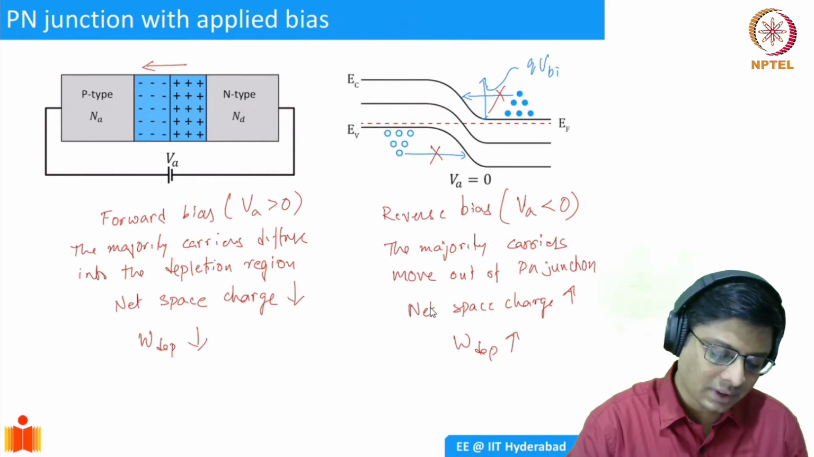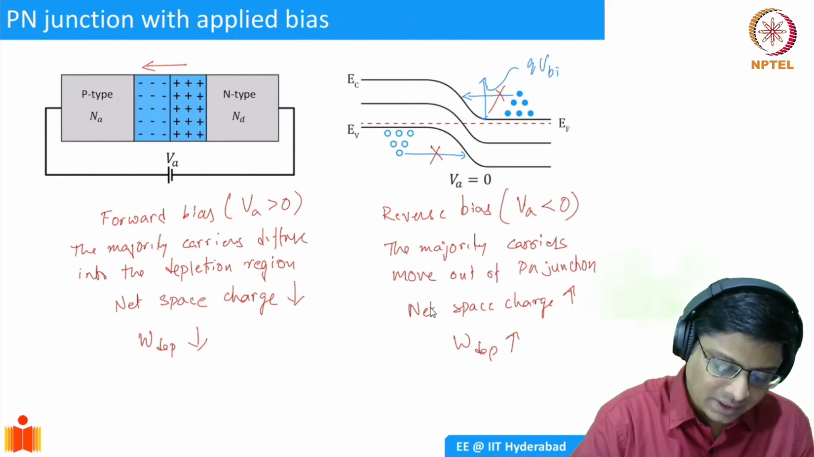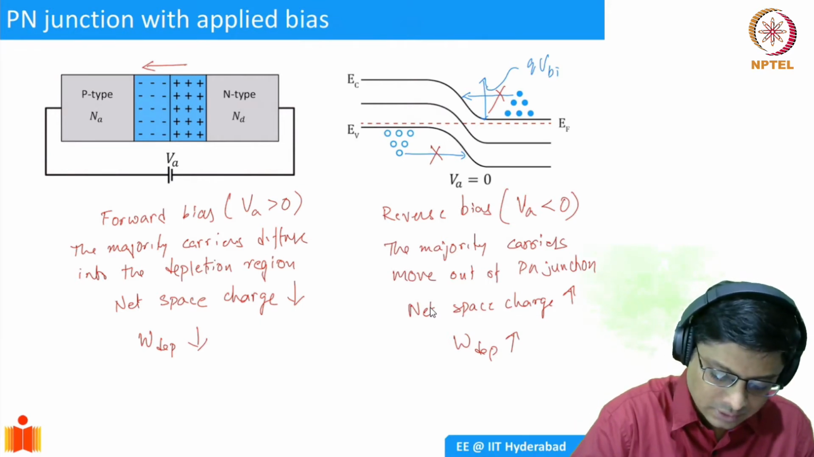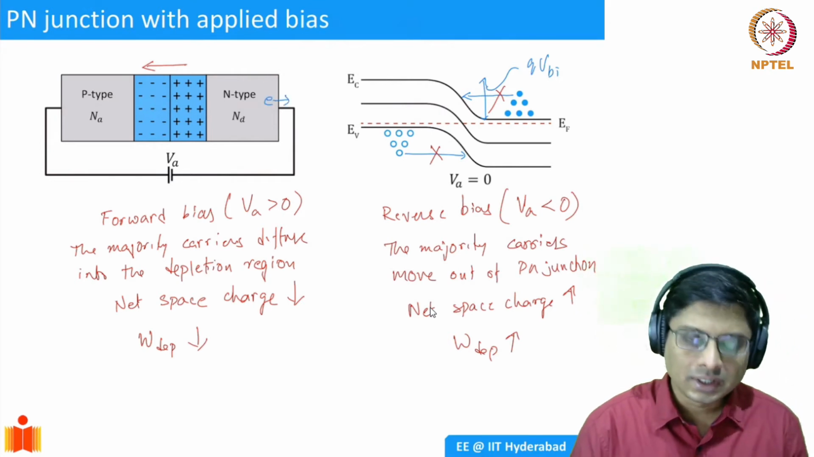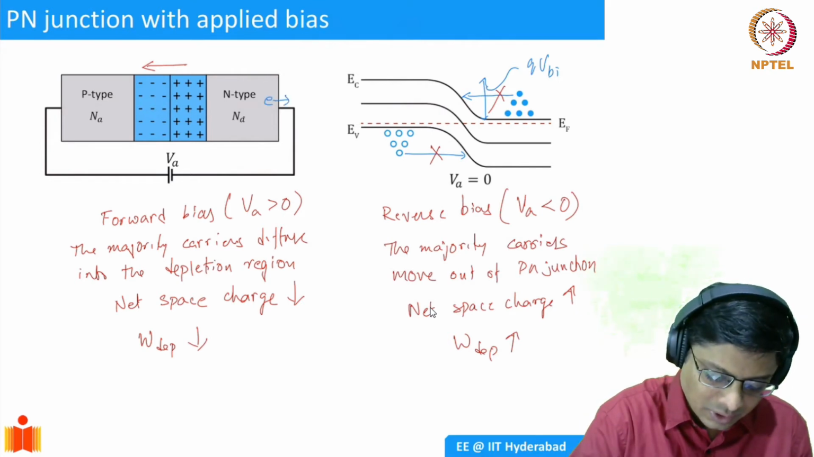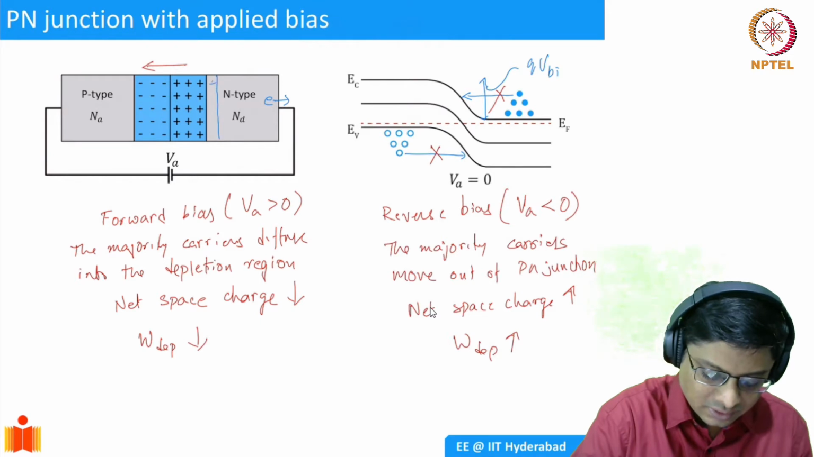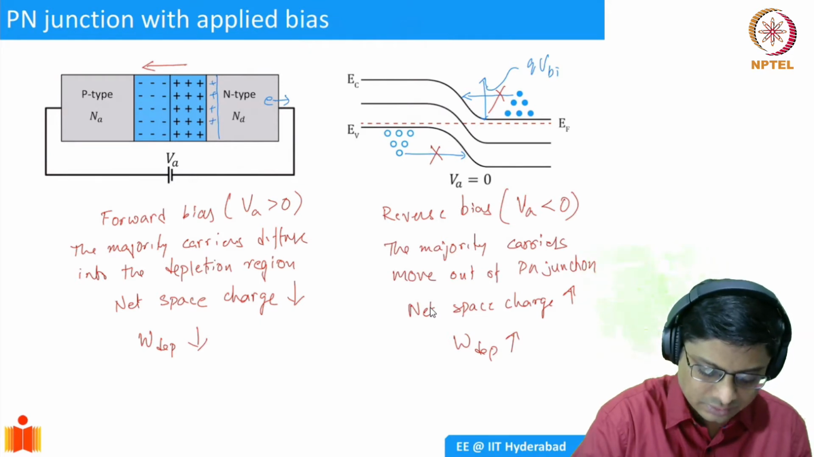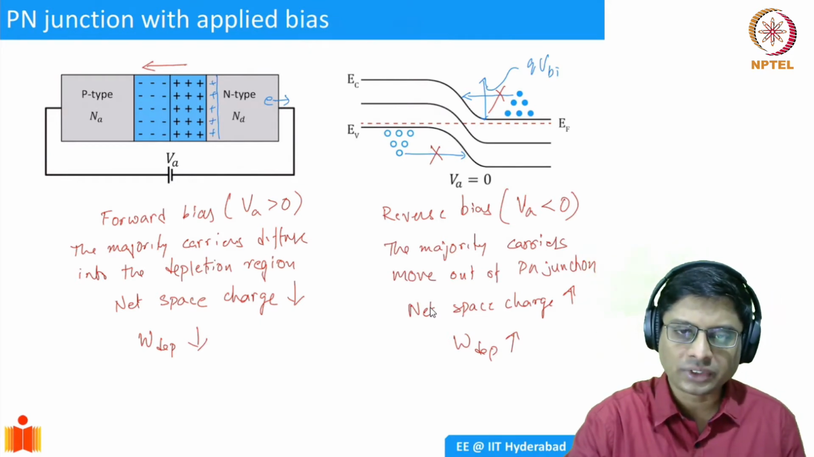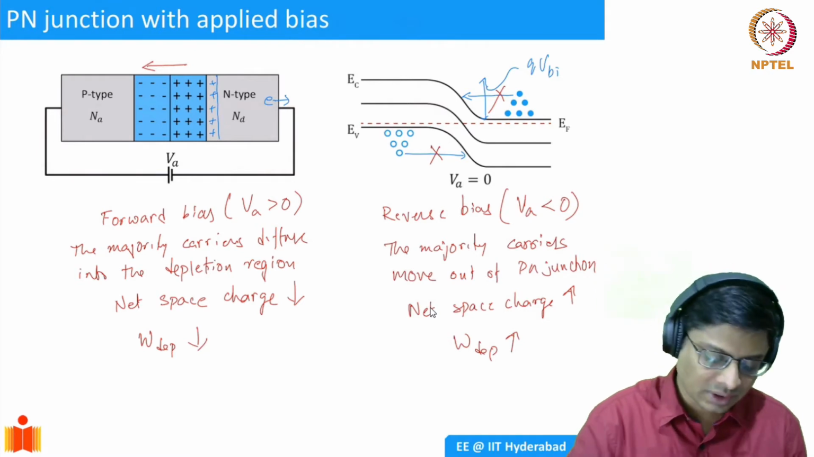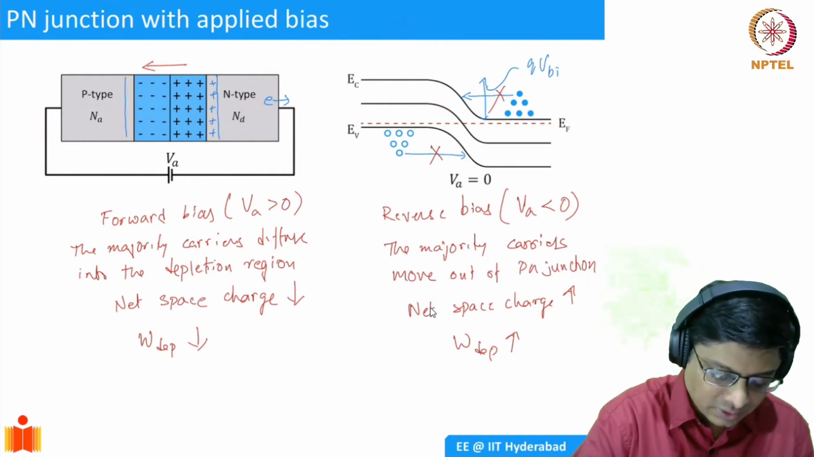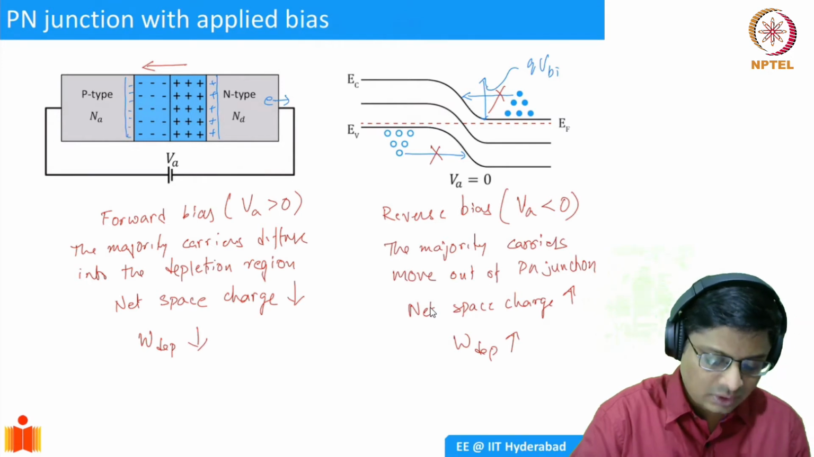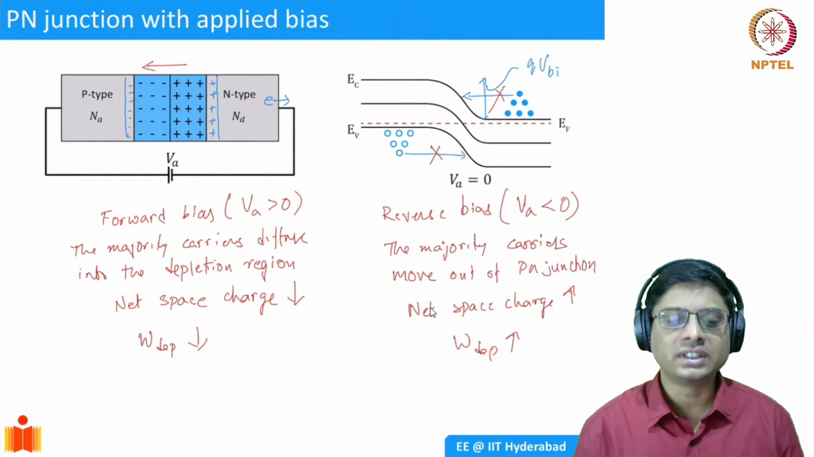Why does that happen? Think about it this way. Let's say an electron has to come out here. Then essentially it will shift. Eventually what will happen is you have an additional positive charge here. Okay, so the electrons have moved out into the external circuit. Similarly, on the P side, you'll have additional negative charge. So the space charge region has increased in the reverse bias.